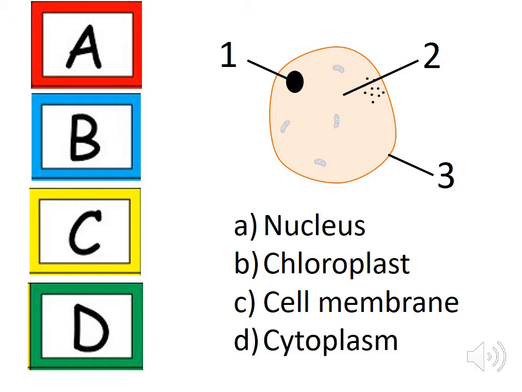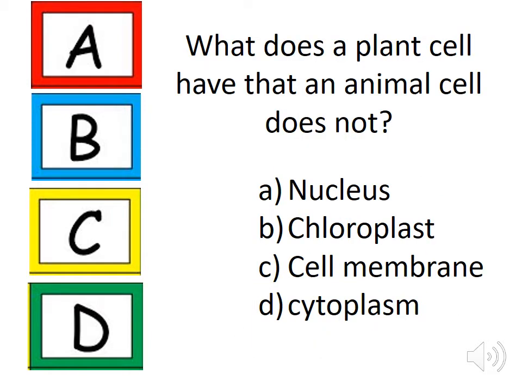Well done. Which part of the cell is labelled number 2? Well done if you held up the cytoplasm, where all the chemical reactions take place. What does a plant cell have that an animal cell doesn't? Well done if you said chloroplast.